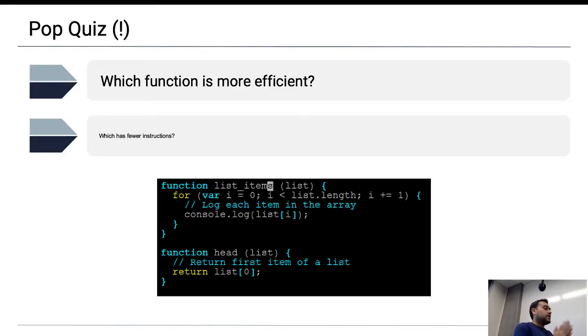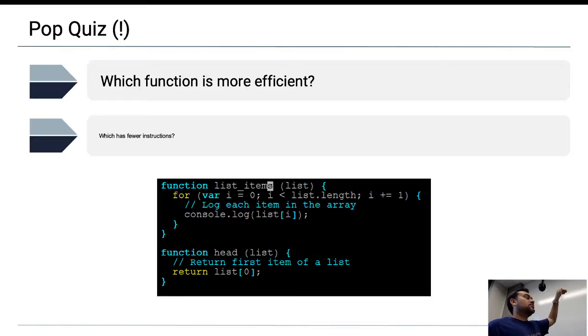Okay. So on the screen, you will see 2 algorithms. The first function has a for loop, and the second one is just returning something. So the question is, what is the number of instructions for the second one? Let's start with the second one. How many instructions are there? 1. You see it? There is literally just one instruction. What is that? It returns the first element of the array. That's it. Just one instruction.